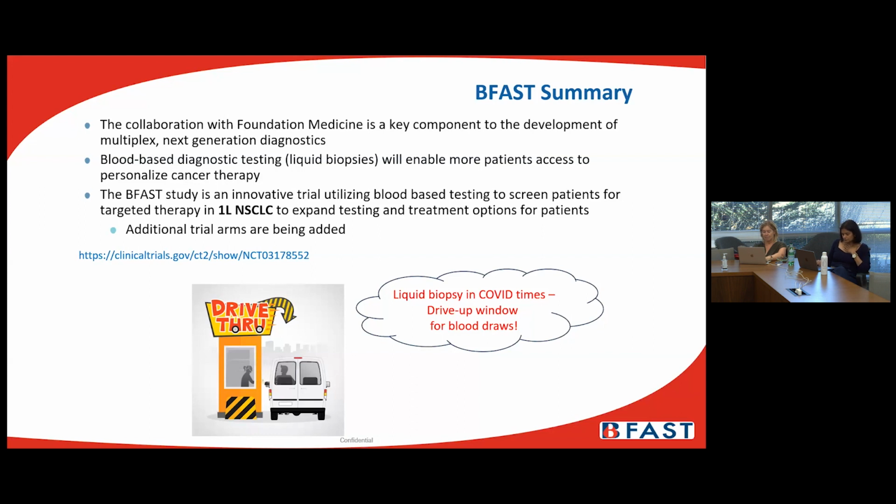There's a study called Tapestry, which has taken BFAST and expanded it to go beyond NSCLC and is pan-tumor, and currently has 15 arms with 15 different molecules and biomarkers. So BFAST has really set the stage for the future. And then, as we learned in COVID times, we can have a drive-up window for blood testing. So, who knows where this will take us.